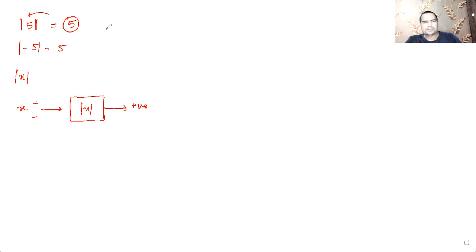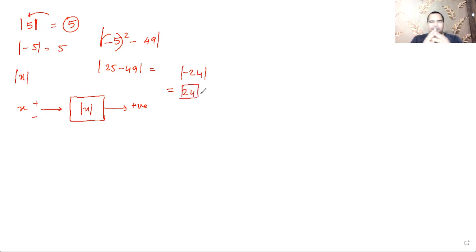Now, for example, let's say I want to find the absolute value of negative 5 squared minus 49. So negative 5, putting it in brackets, squared becomes 25 minus 49. First you subtract, which will be negative 24. So the absolute value of negative 24 is going to be 24 itself. This is just a basic illustration of what absolute value actually is.